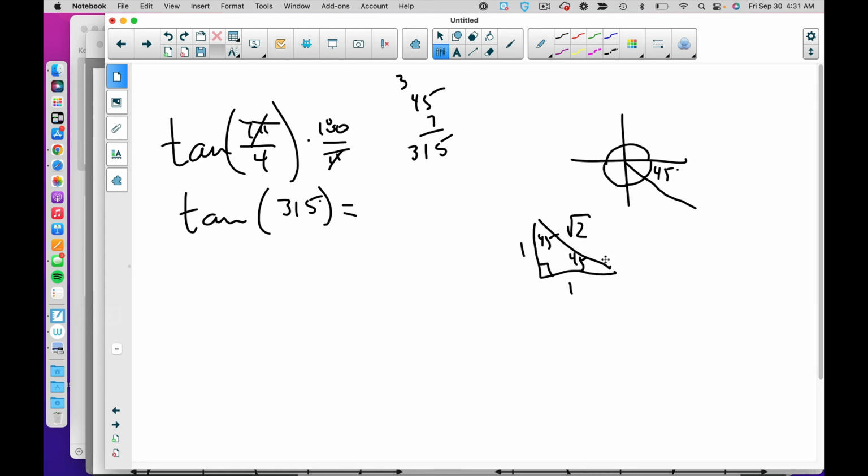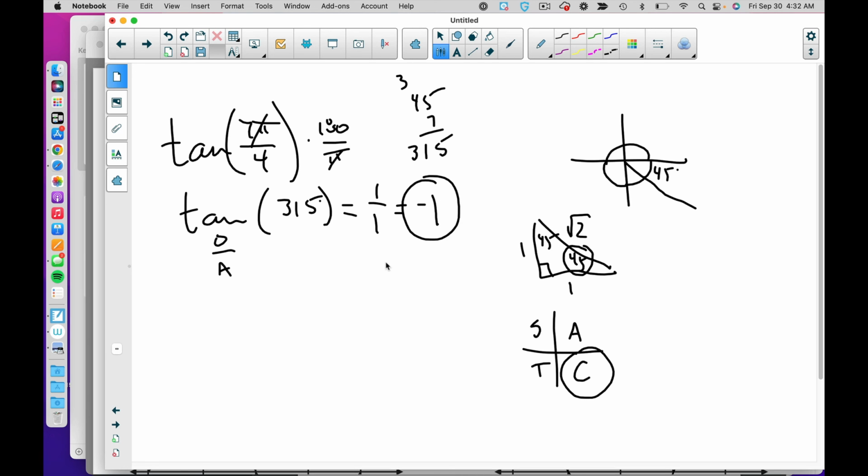All right, so tangent of a 45, pick any one you want. Tangent is opposite over adjacent, which is 1 over 1, which is just 1. And then finally, I'm going to think about what quadrant I'm in. Fourth quadrant. Cosine is positive, which means tangent is negative. And that's our ratio.